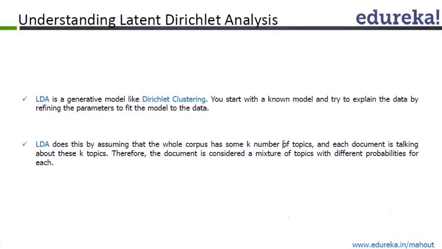And each document is talking about one of these K topics. So it will not identify different topics for each document. Instead, it will identify K topics totally, and it will just try to map one of these K topics to each of the documents. Therefore the document is considered a mixture of topics with different probabilities for each.